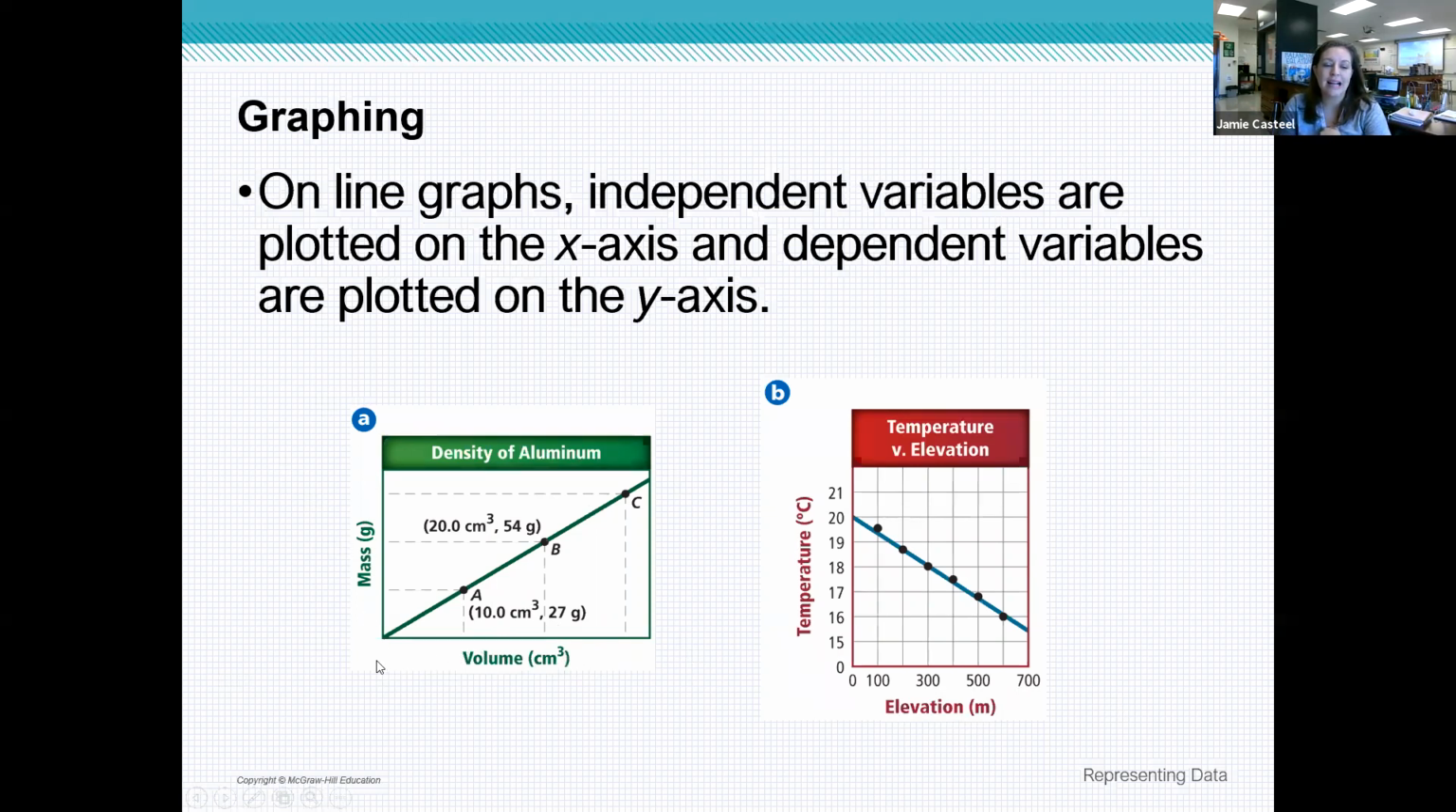So here I can see that as my volume increases, so does my mass. Those have what we call a direct relationship. As one increases, the other increases.